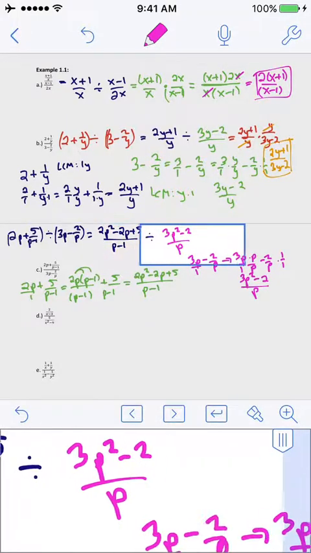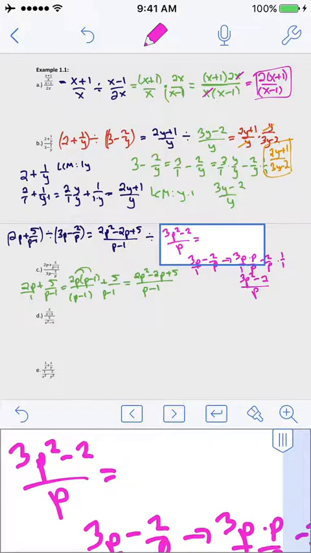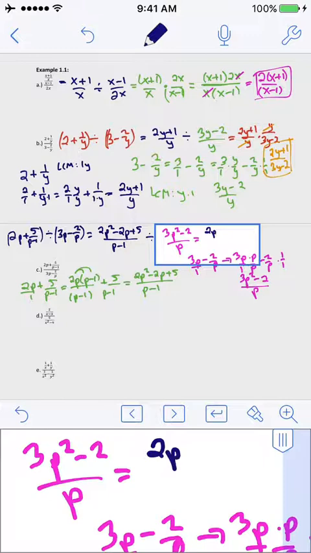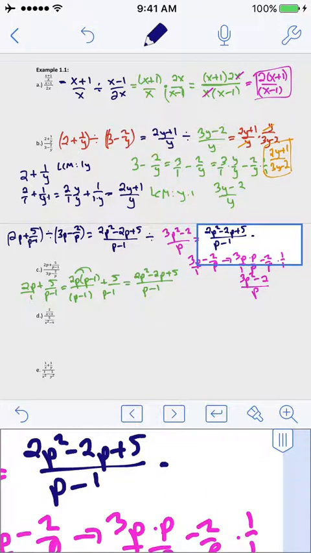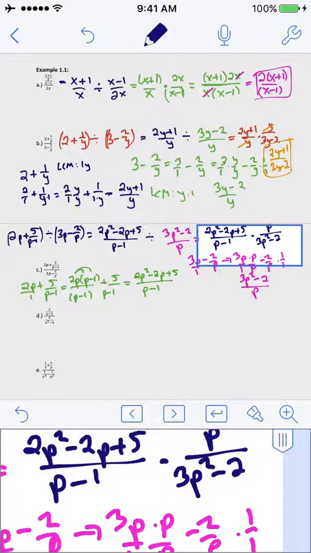Alrighty then. Now we can flip the second part. So now we'll actually do the divide part. So we have 2p squared minus 2p plus 5, which is actually prime. We can't change that into two binomials. So we could try, but I don't think anything multiplies to 10 and adds to negative 2. In fact, I'm like 100% sure. So it's still over p minus 1. This will be times p over 3p squared minus 2. And 3p squared minus 2, also not very factorable.